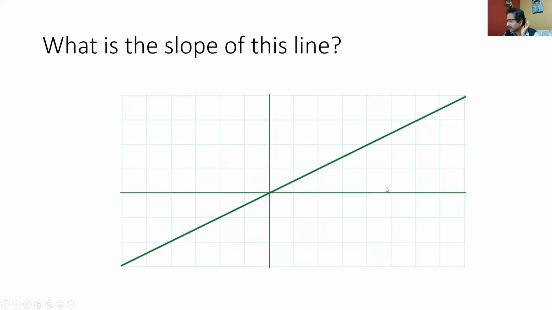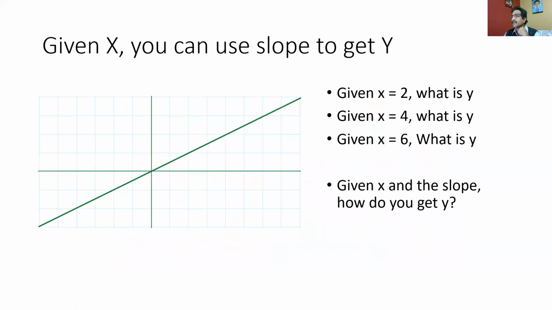So given a value of x, you multiply it by the slope, you get the value of y. Okay, that's good. What is the slope of this line? Now, same thing: given x is equal to 2, what is y? Yes, y is half of 2, which is 1. So same thing, right? Given x and the slope, how do you get y?